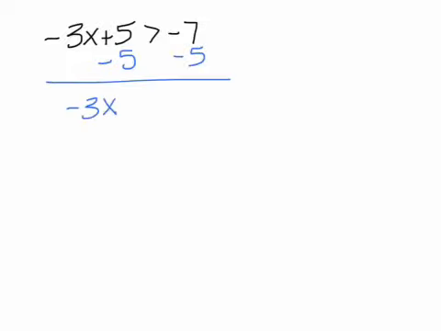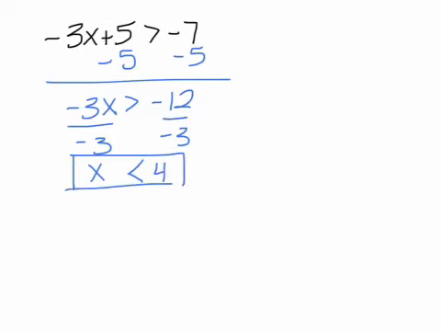So I'm left with 3x is greater than negative 12. I'm going to divide both sides by a negative 3. Since I divided by a negative, I flip the inequality and x equals 4. This is inequality notation.